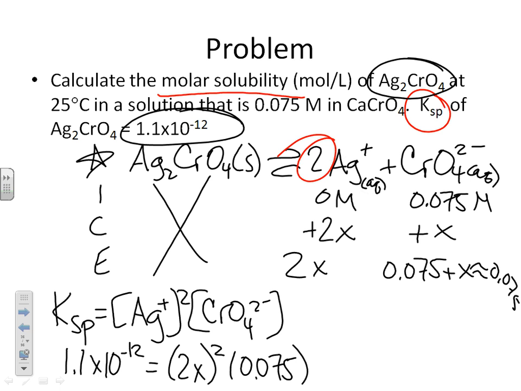Then it's just math. From this point forward, this is just math. So 2x as a unit squared becomes 4x squared, and then times 0.075. Know your algebra and feel comfortable solving this. When I solve this, I get that x is 1.9 times 10 to the minus 6th.